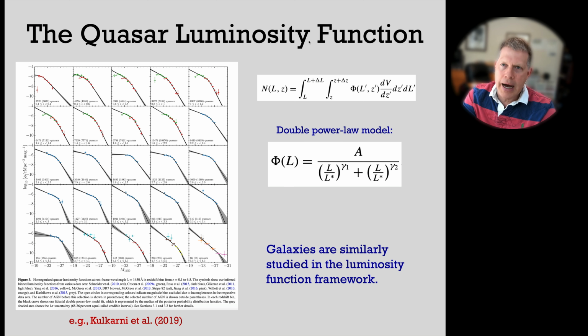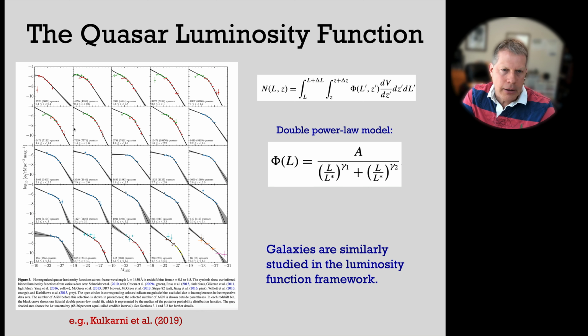So the quasar luminosity function is practically a measurement of the space density of quasars per comoving megaparsec per unit magnitude, versus, in this case, magnitude or luminosity, ranging from low power quasars up to very powerful quasars.